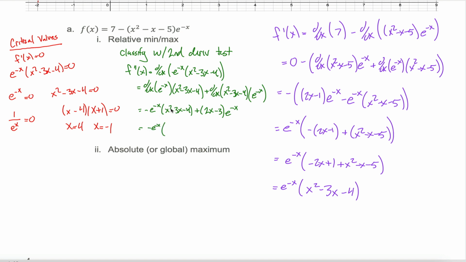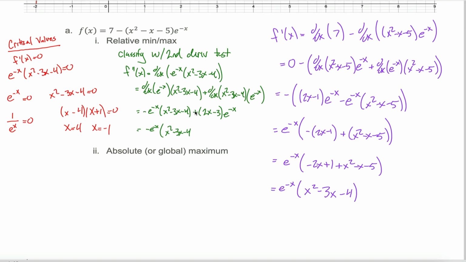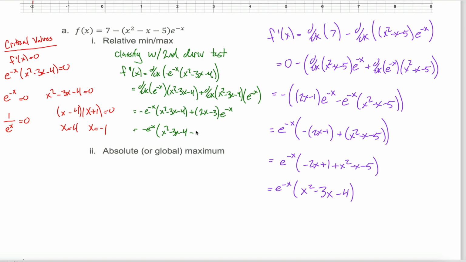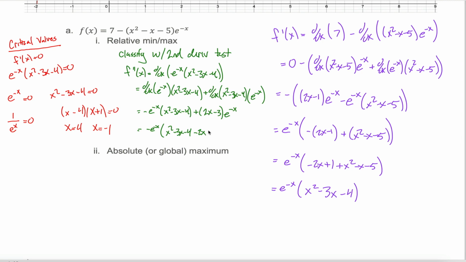And if I do that, I'm left with x squared minus 3x minus 4 from this first term. And from this term, the e to the negative x is gone. And I've pulled out a negative, which makes this positive and negative. And if I take that negative and distribute it through, I get negative 2x plus 3. I can combine like terms to write my second derivative as negative e to the negative x times x squared minus 5x minus 1. Now that I know the second derivative, I can classify my critical values.